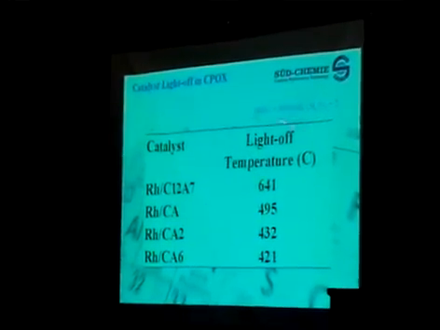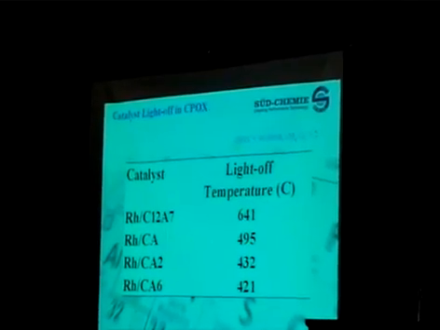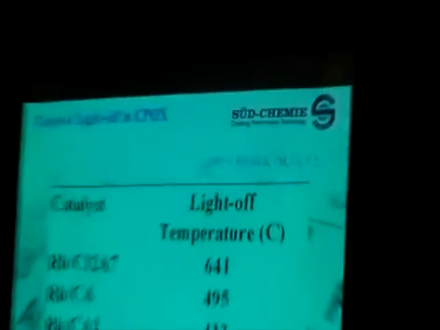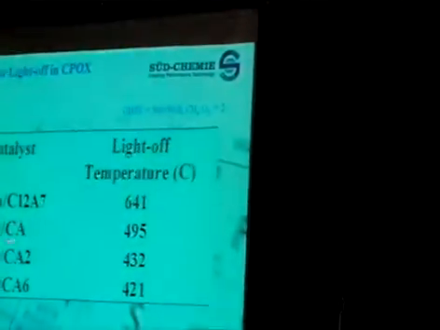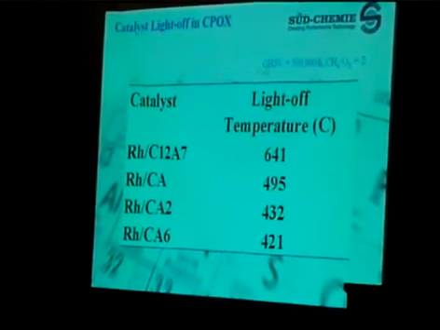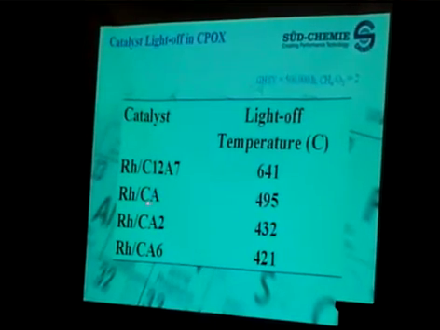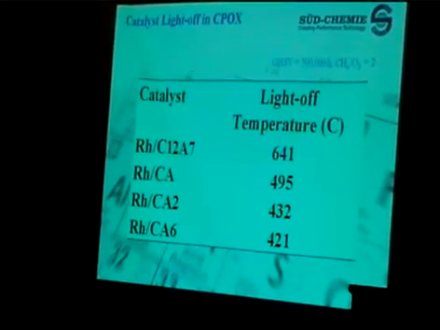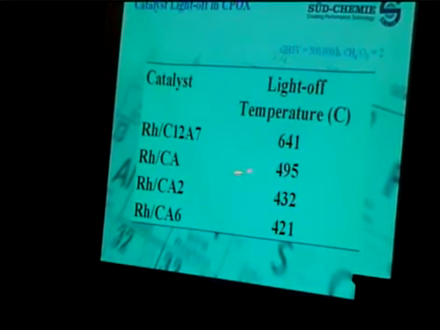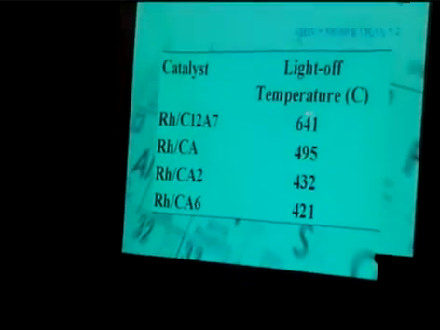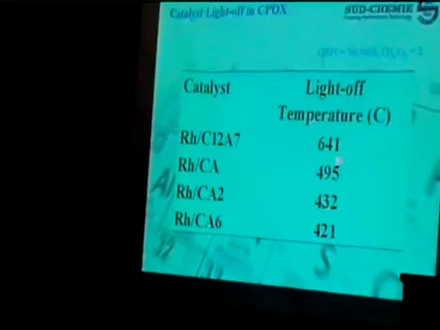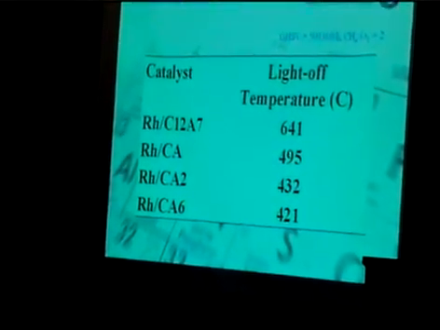We run this material at a high space velocity and a methane to oxygen ratio of 2. First of all, we reduce the catalyst and then feed it the process gas and let the temperature rise, and then we find the light off temperature. This light off temperature, we record it. You can see here, from higher calcium to higher alumina, the light off temperature actually reduced.